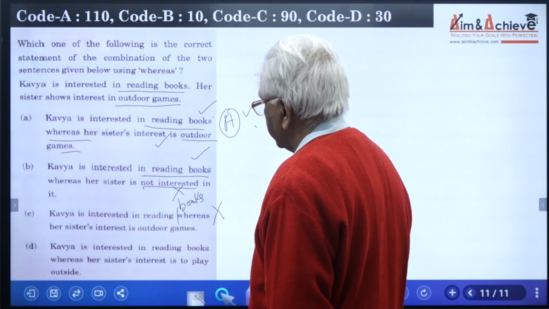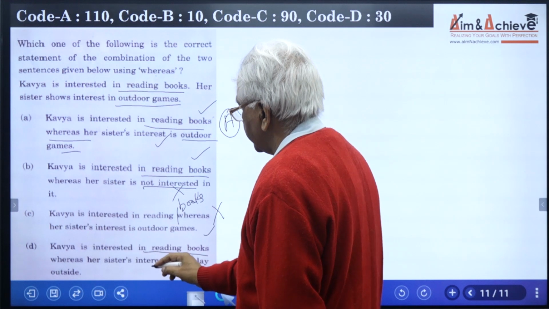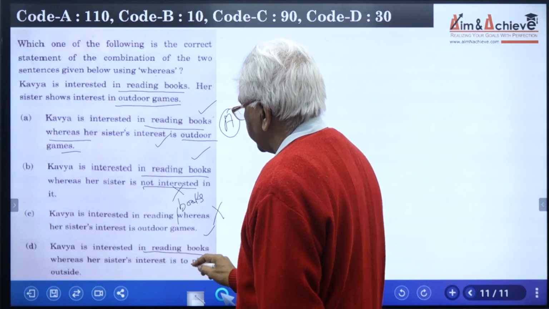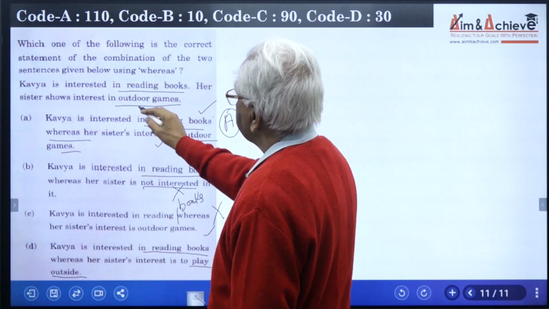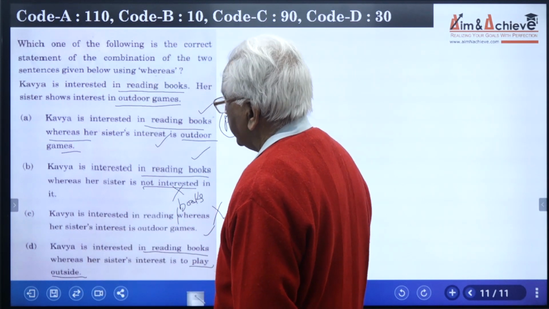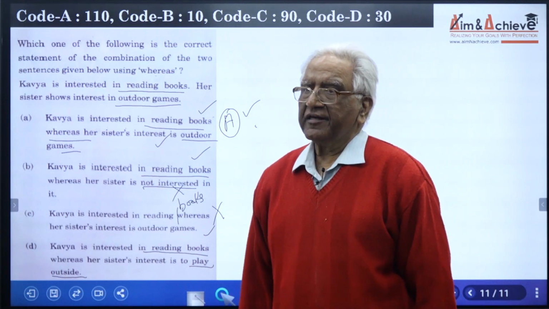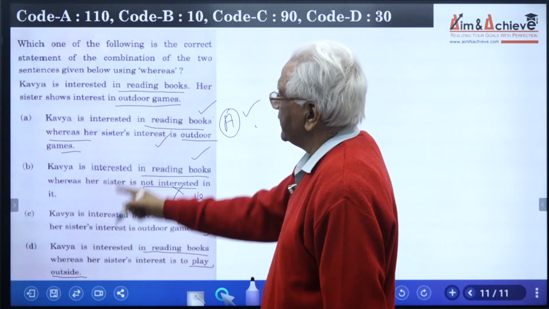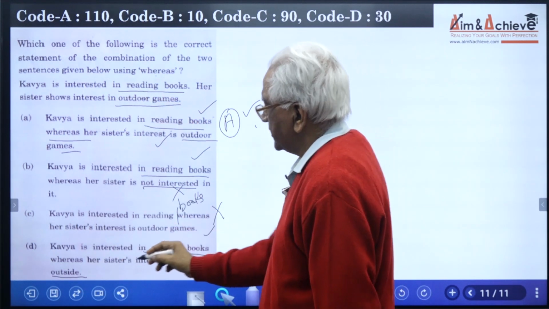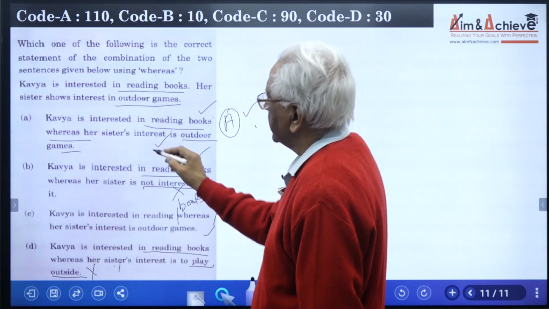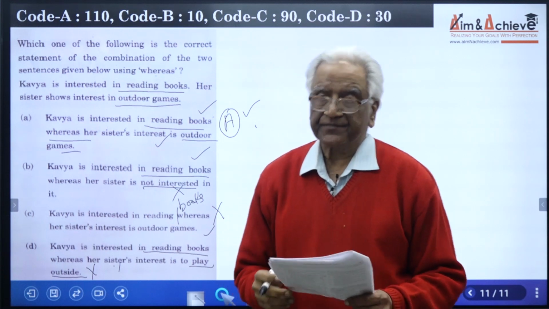Option D, Kavya is interested in reading books. This is right. Whereas her sister's interest is to play outside. He has used the word play outside. But here what does he say? He says outdoor games. Playing outside does not mean outdoor games. It can be for any recreational activity. So it does not convey the same sense. So indeed this is faulty and the answer gets restricted to option A, which is the correct choice.